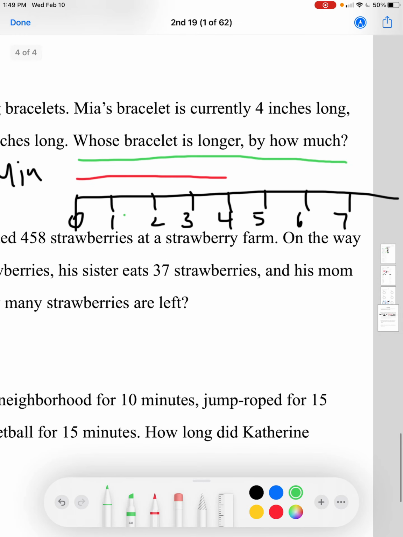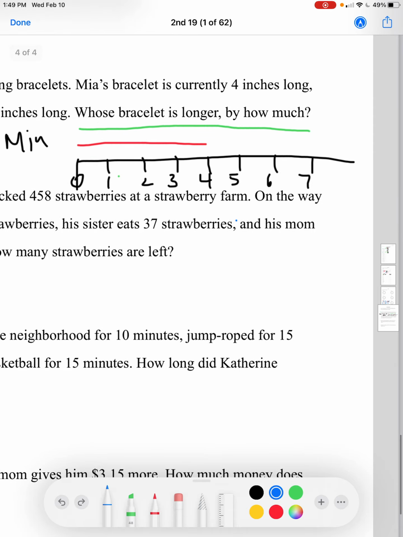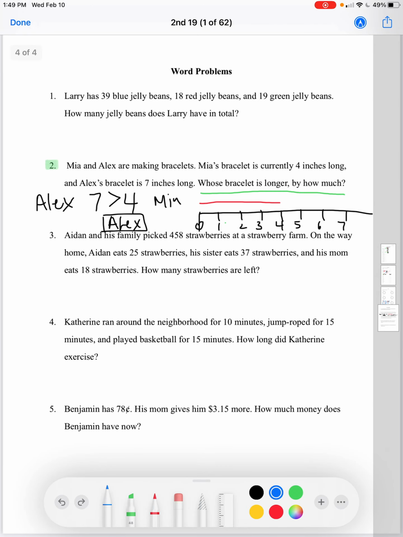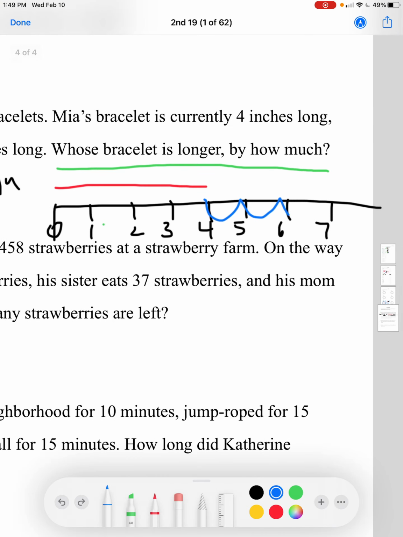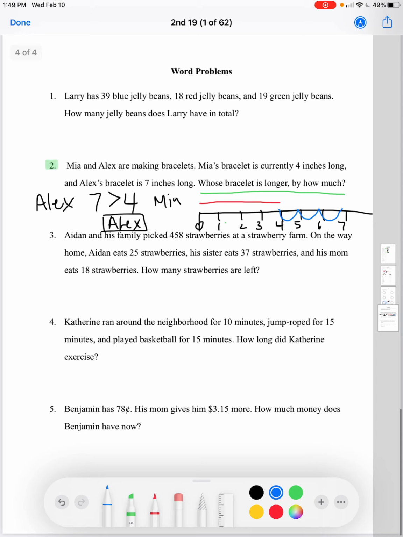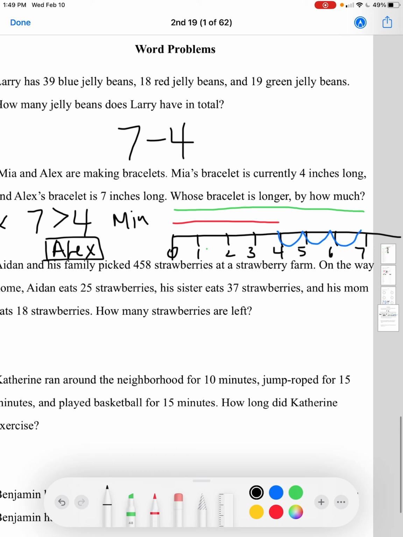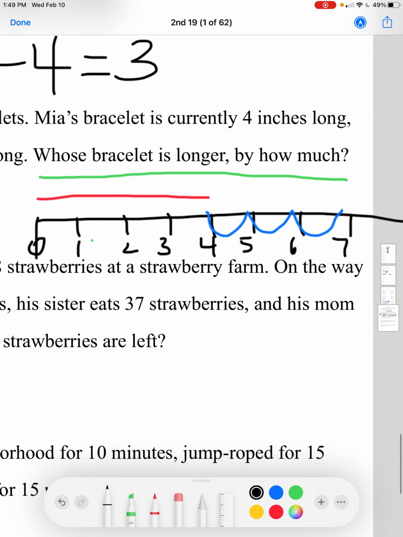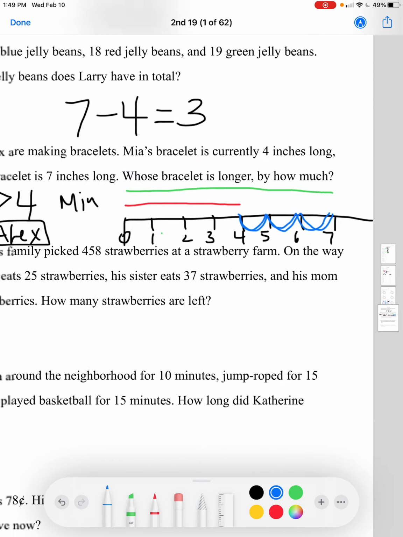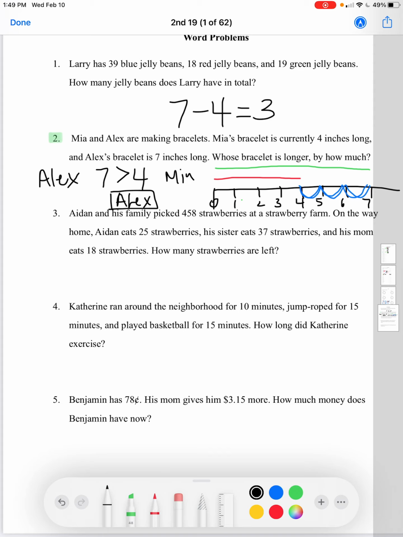Now we have to find out by how much. So we're looking for this difference right here. How much longer is Alex's bracelet? In order to do that, we're going to find the difference between Alex's bracelet and Mia's bracelet. So 7 minus 4. So we're looking for 1, 2, 3. We know the answer is 3, but let's write it out. We have Alex's bracelet, and we're finding the difference between Alex's and Mia's. We're going to subtract. 7 minus 4 equals 3. And sure enough, if we look here, it's 1, 2, 3 inches. So the answer is 3 inches.